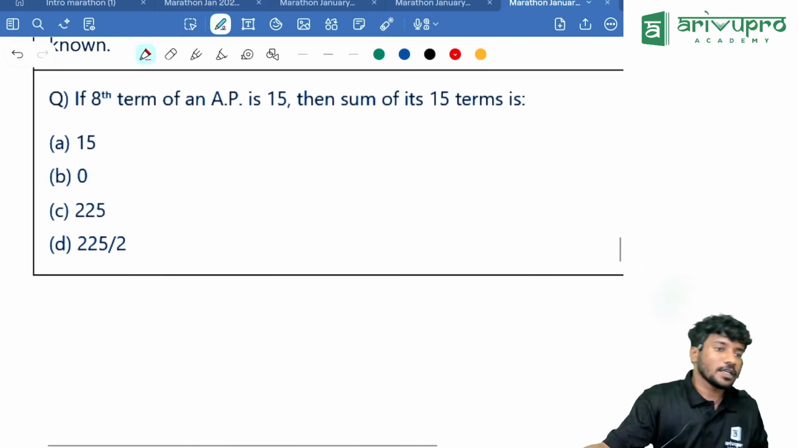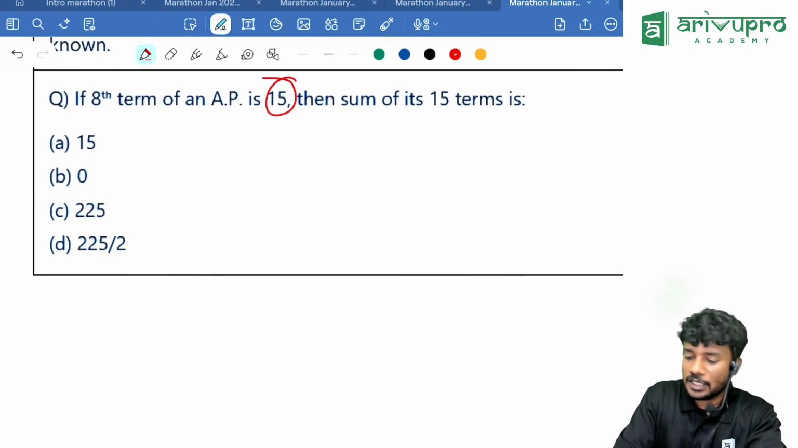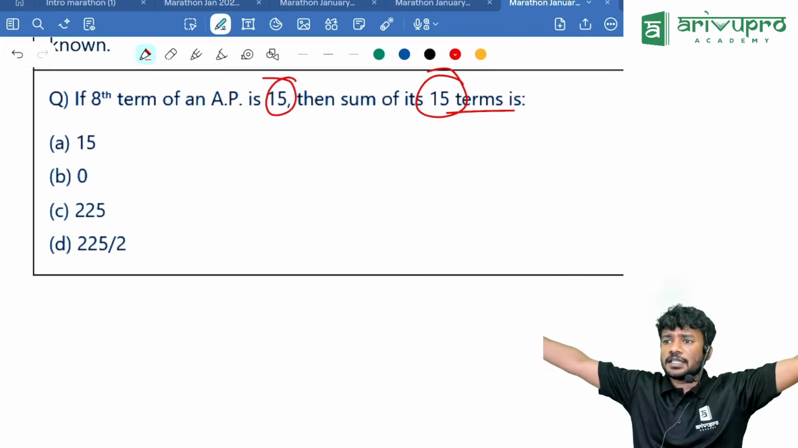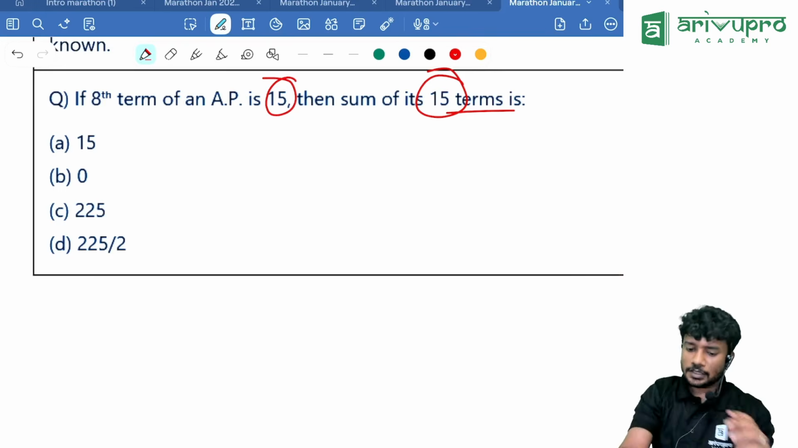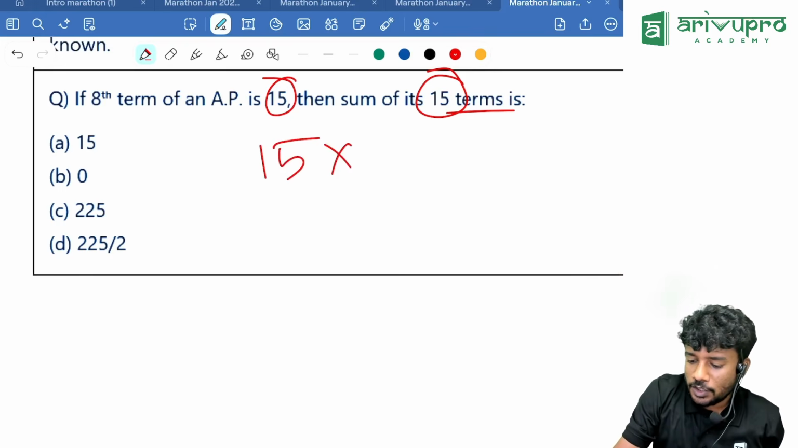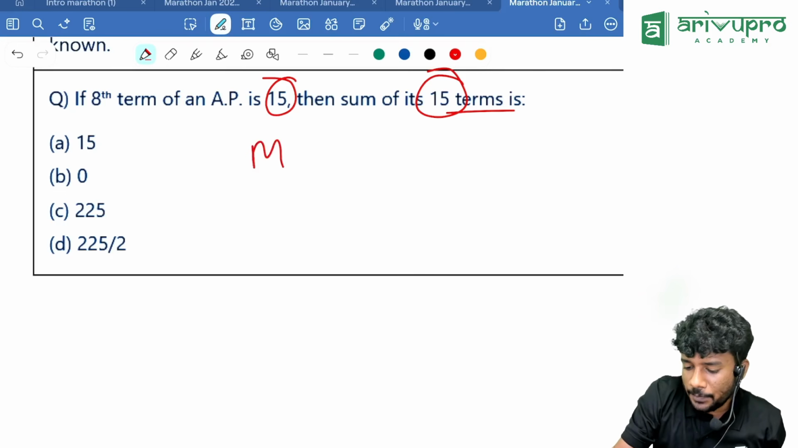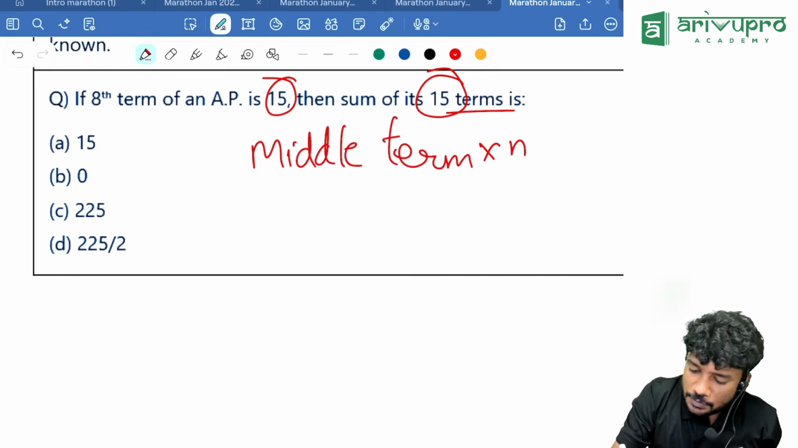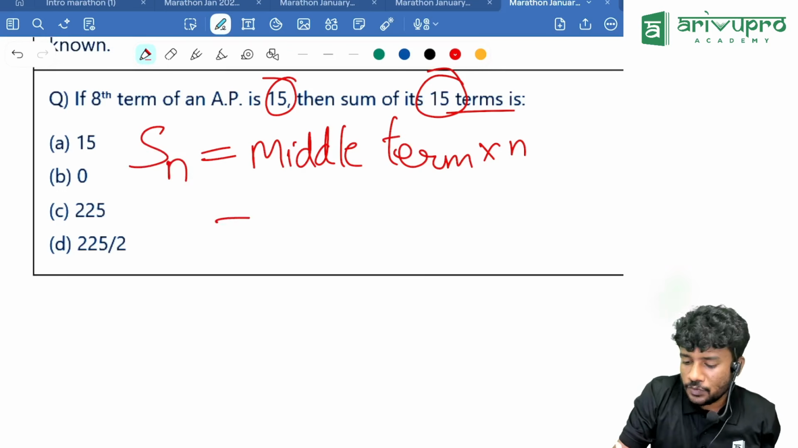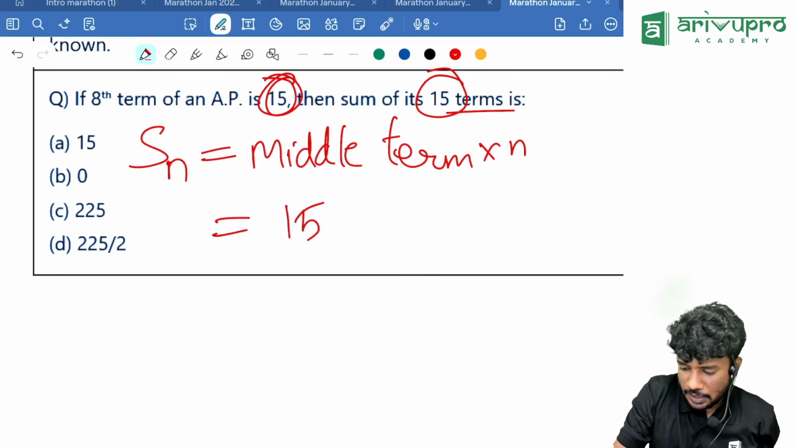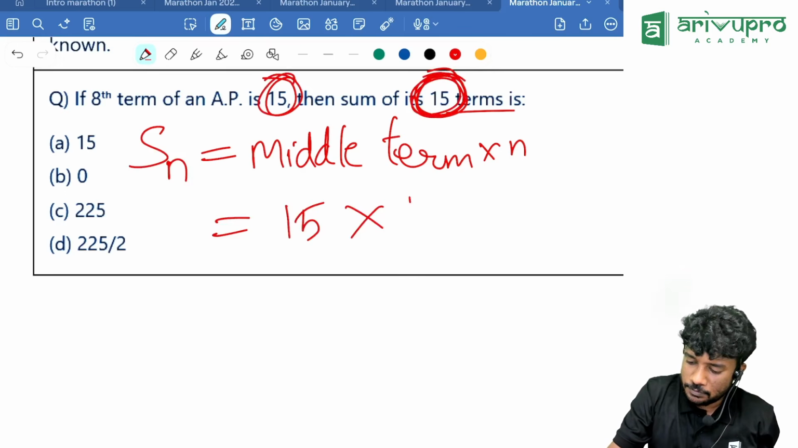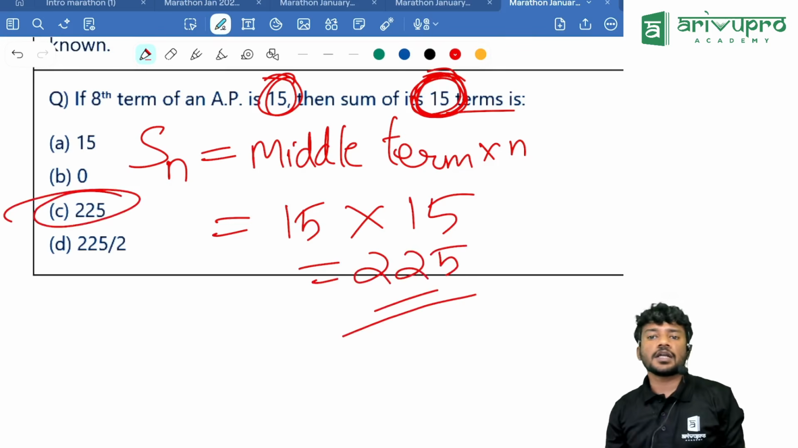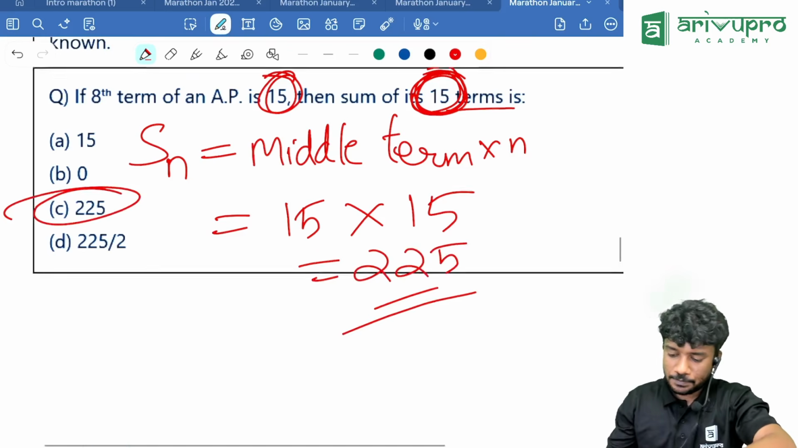Have a look at this. The 8th term of an AP is 15. The sum of its 15 terms is how much? If 15 terms are there, who is the middle term? 8th. So the answer is what? 15 into 15. That means middle term into number of terms is equal to Sn. Middle term is 15, into total number of terms is how much? 15. Answer is how much? 225. Option C is your answer. Yes, Hajra.